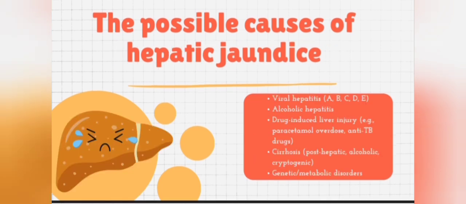The next one is hepatic jaundice, which is also called hepatocellular jaundice, in which the functioning of the liver is not proper or not up to the mark. What could be the causes? The causes could be hepatitis, viral hepatitis, alcoholic hepatitis, drug-induced hepatitis or drug-induced liver injury, cirrhosis, or a genetic or metabolic disorder.